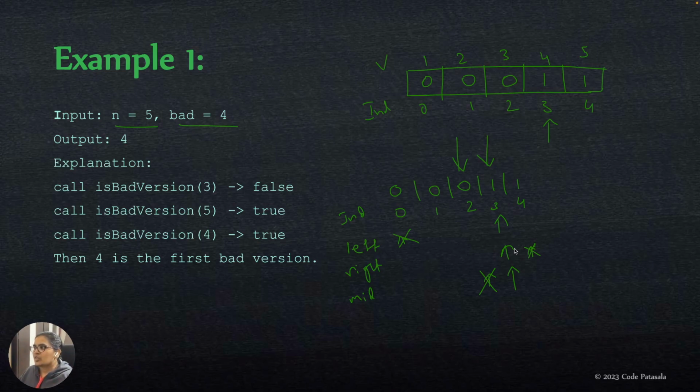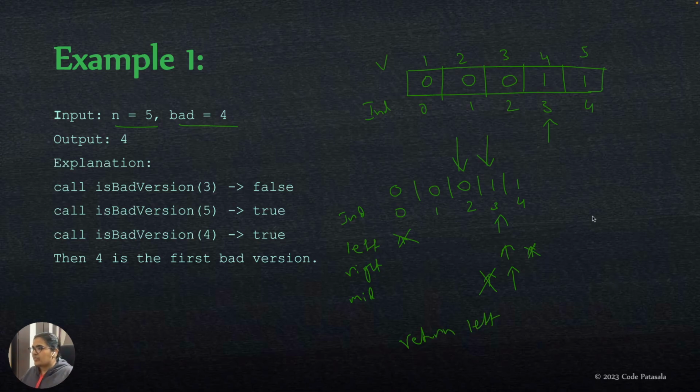Got it? So now when we are here, if we check for the bad version again, this is a bad version because we are at the same position. Okay. And at this position, left is not less than right. We already reached the end. So we will just return the left. What do we return? We return the left.